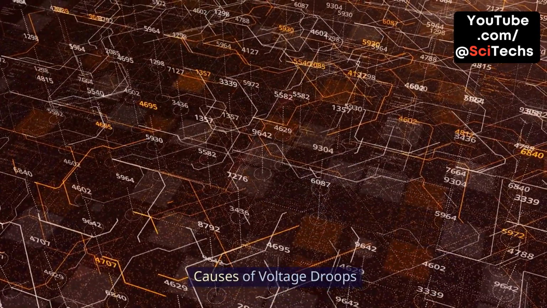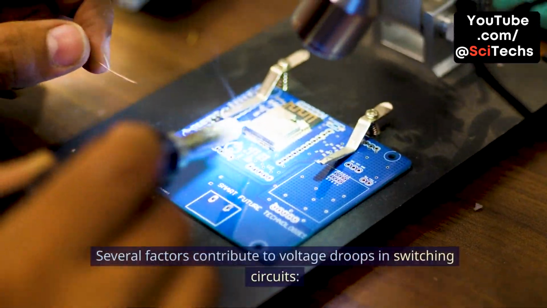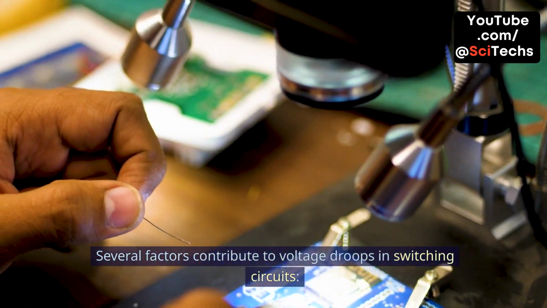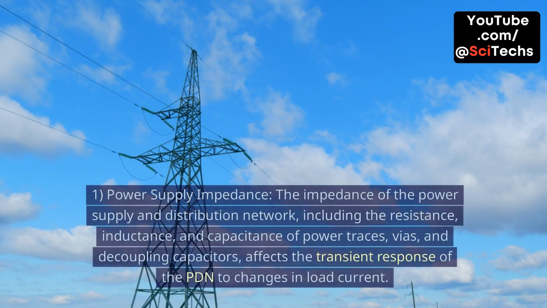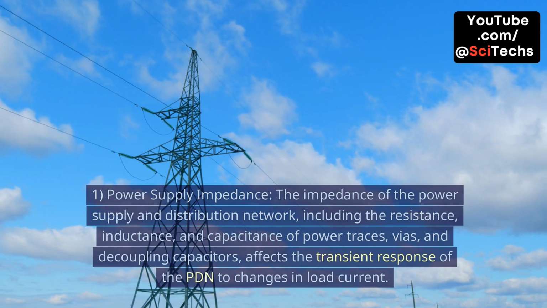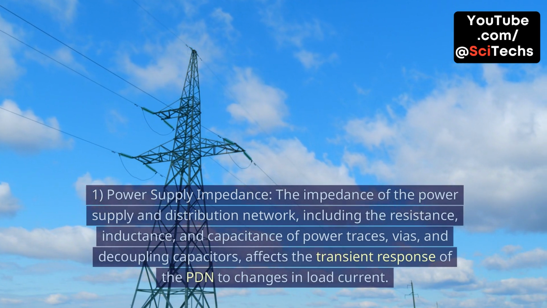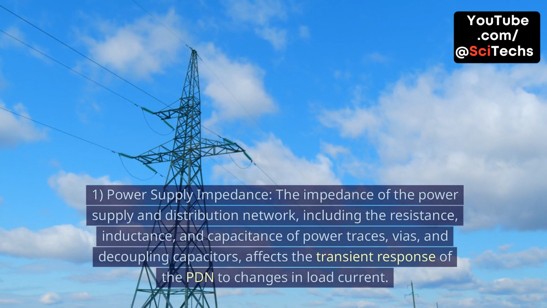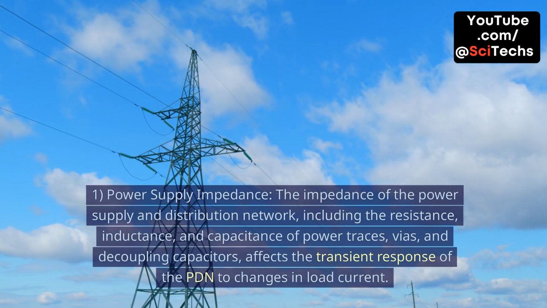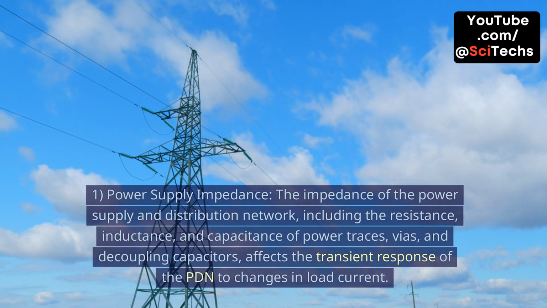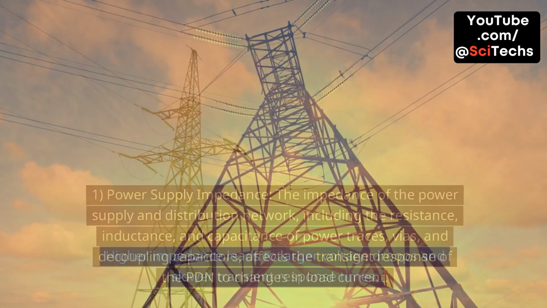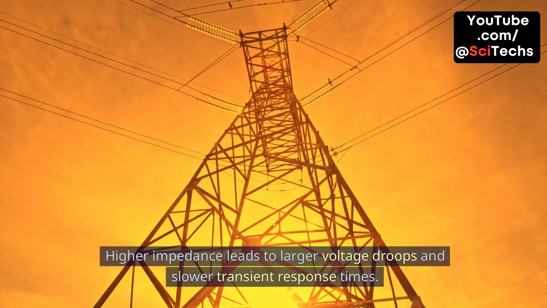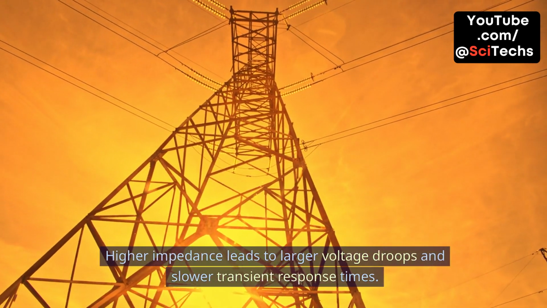Causes of voltage droops. Several factors contribute to voltage droops in switching circuits. 1. Power supply impedance. The impedance of the power supply and distribution network, including the resistance, inductance, and capacitance of power traces, vias, and decoupling capacitors, affects the transient response of the PDN to changes in load current. Higher impedance leads to larger voltage droops and slower transient response times.